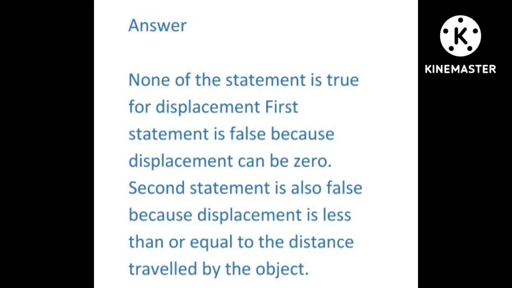Now, what about the second statement? We know that displacement is the shortest distance between the initial and final positions. Therefore, the displacement will be less than or equal to the distance. That is, the second statement is also false. Therefore, we can answer the question as none of the statements is true for displacement. The first statement is false because displacement can be 0. The second statement is also false because displacement is less than or equal to the distance traveled by the object.